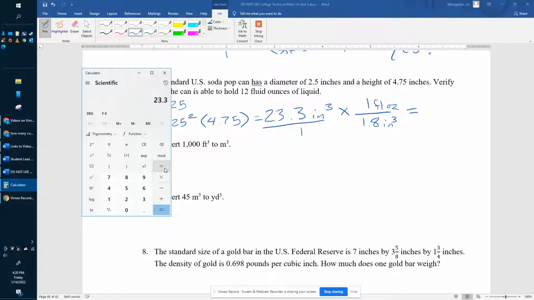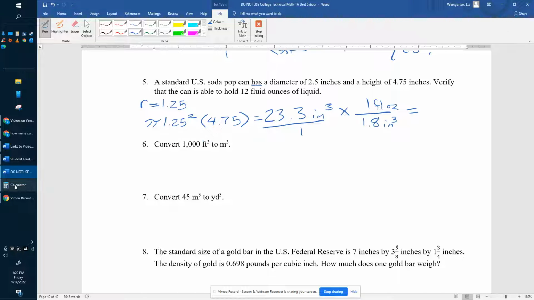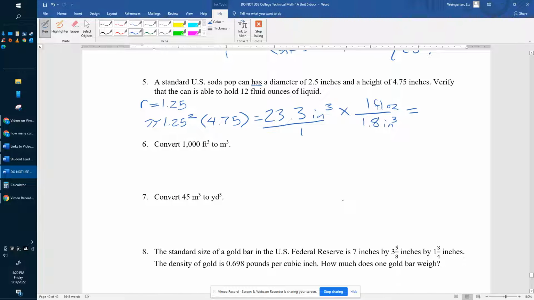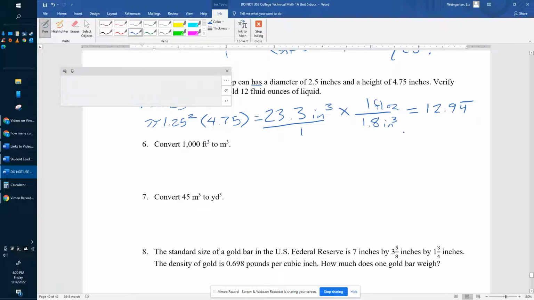23.3 divided by 1.8 equals 12.9. So it is definitely able to hold 12 fluid ounces. It can almost hold 13. So yes, it can hold more.